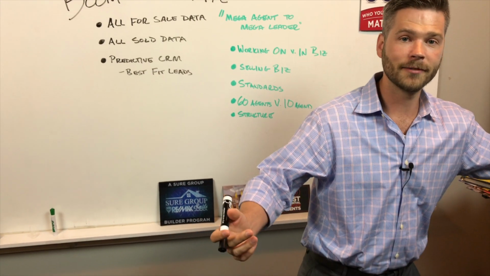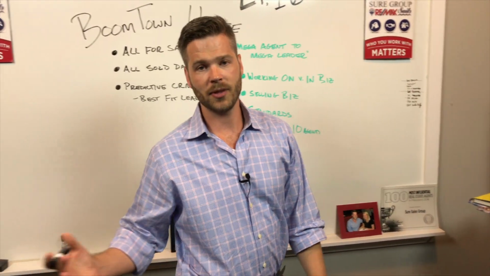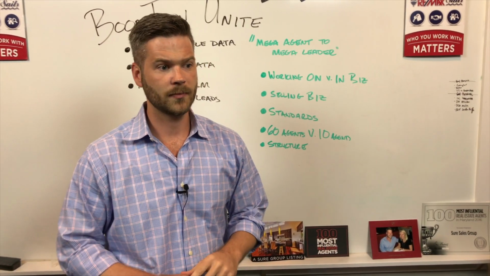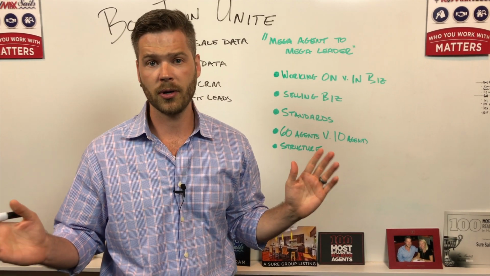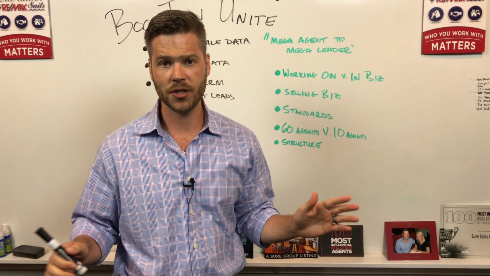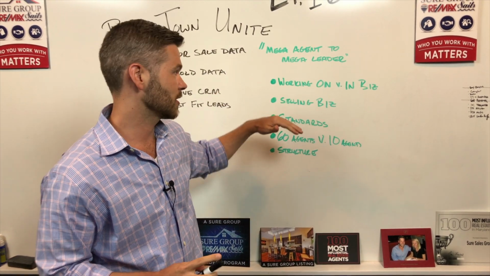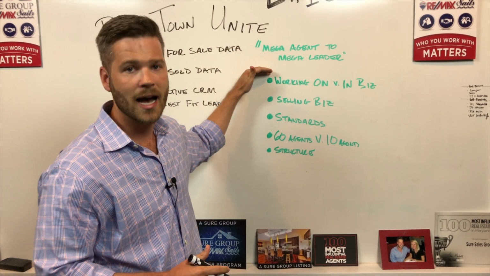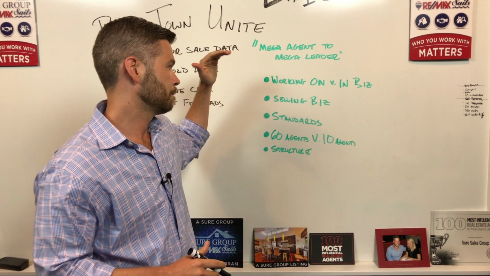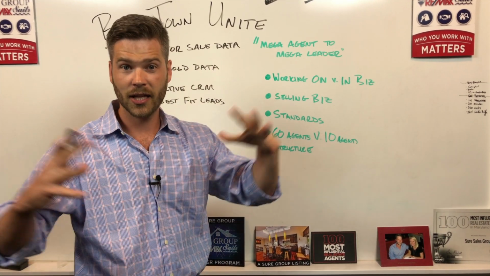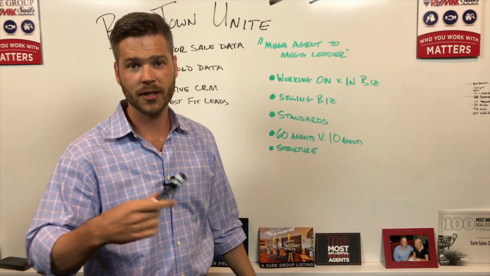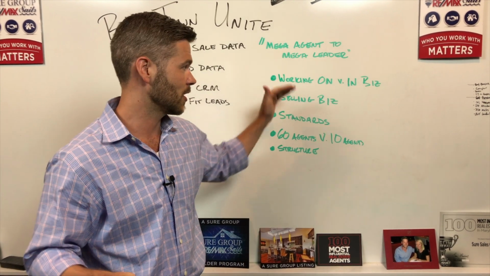But it was very fun to be on stage with another mega agent who far out produces what we do. We were with the number one Berkshire Hathaway agent on the planet. His name's Jeff Cohen. And some of the things we talked about were working on the business versus in the business, selling your business, selling your team, which is a stupid question because no one would ever want to sell their team, but we talk about that.